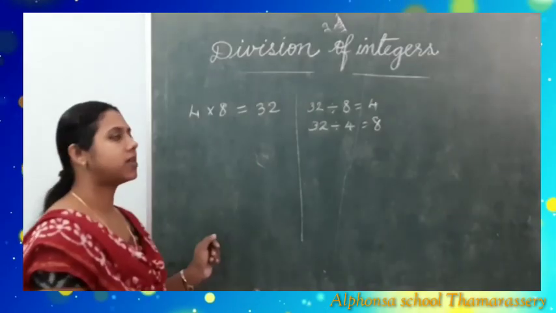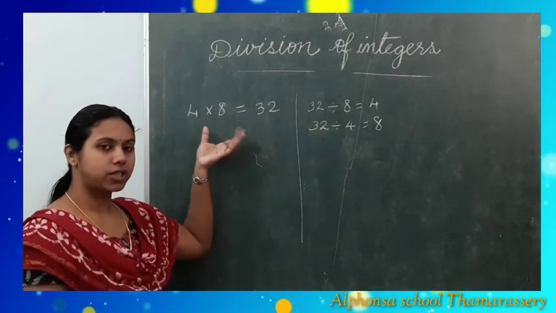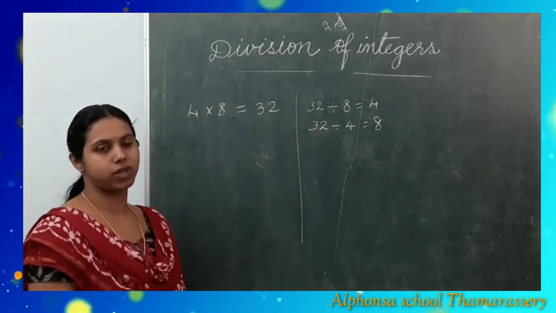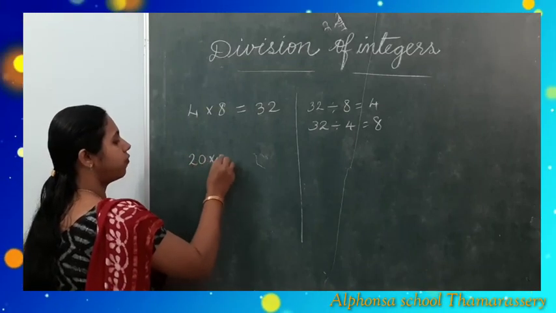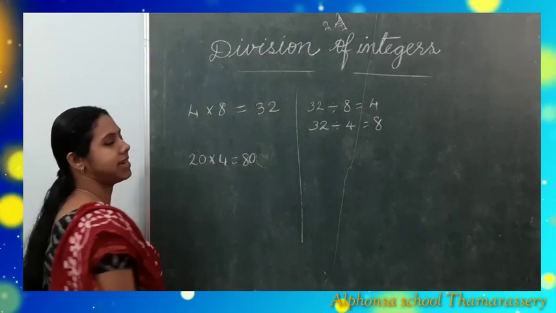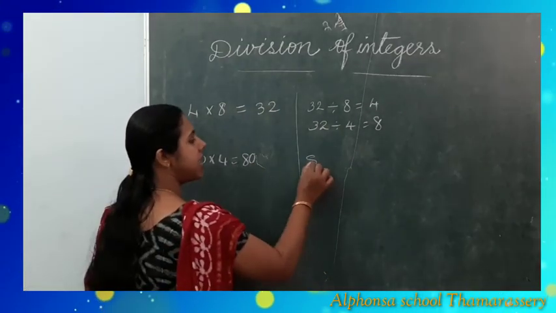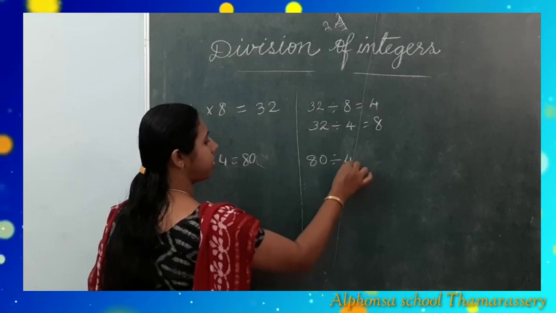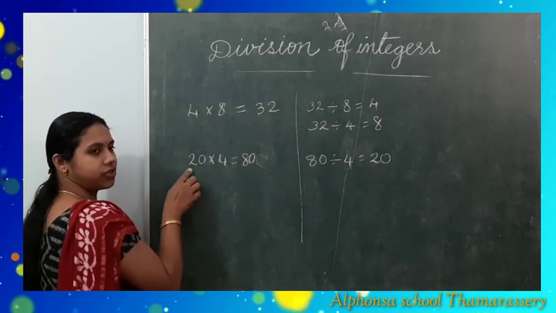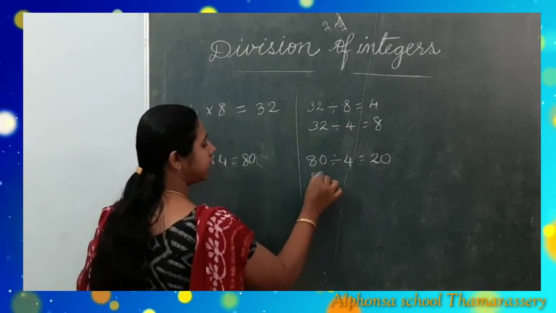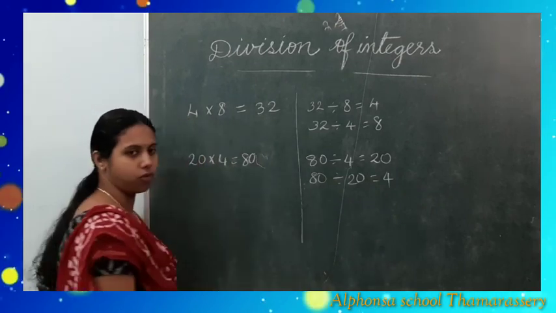So from this we understand one thing: from a multiplication statement we get 2 division statements. 20 into 4 is equal to 80. From this we can write 80 divided by 4 is equal to 20, and 80 divided by 20 is equal to 4.